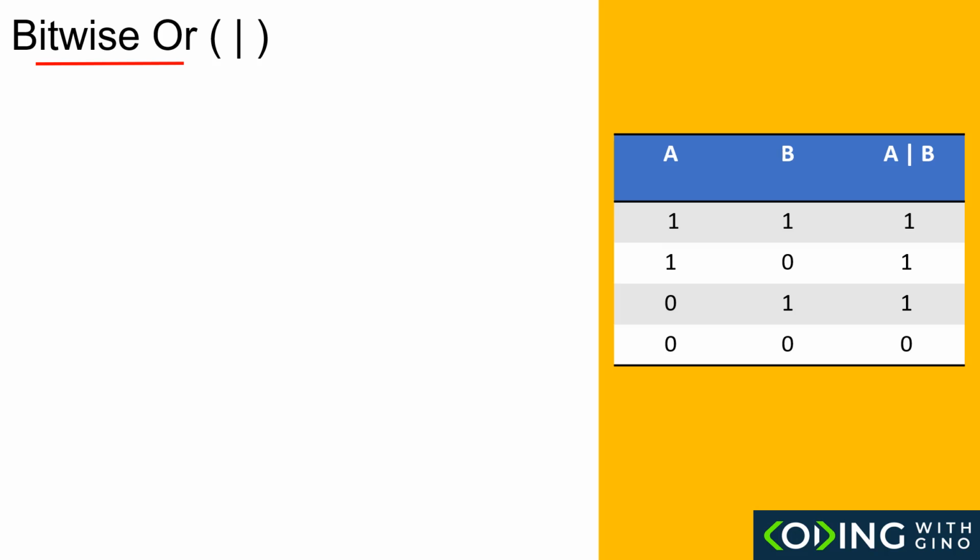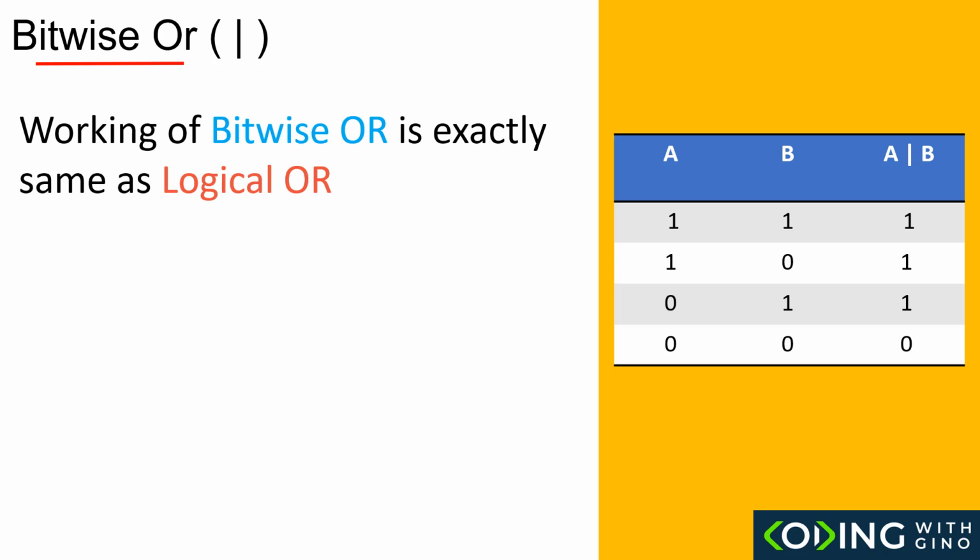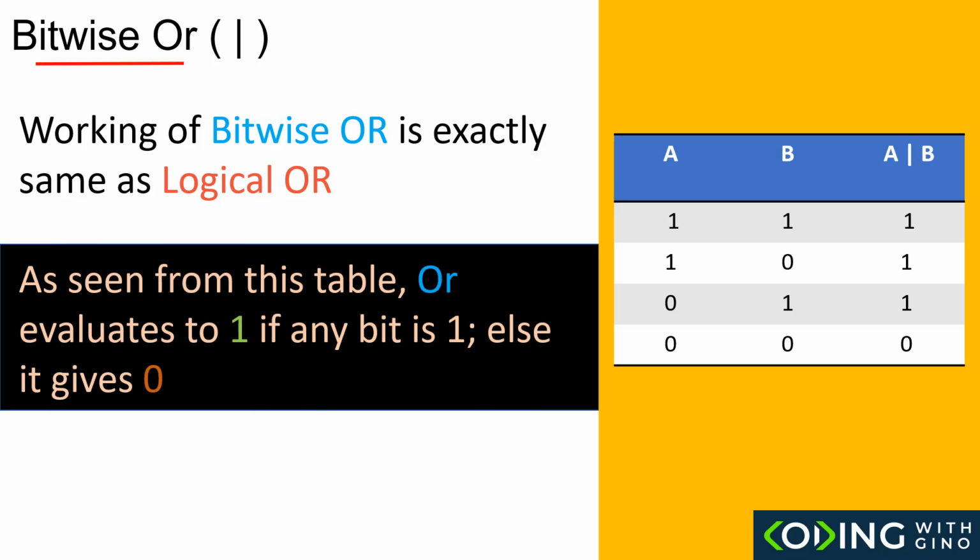Next is bitwise OR operator. This is its truth table. It is represented as a one-pipe symbol. Not just that, it also works exactly like logical OR operator. Here's a shortcut to remember this table. Bitwise OR evaluates to 1 if any bit is 1. It gives 0 only if all bits are 0.